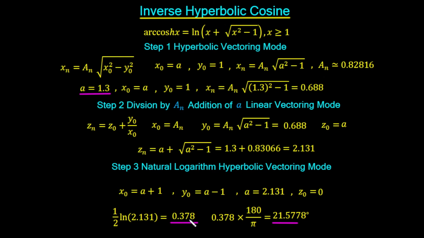So in actual angle terms, that's equivalent to 21.5778 degrees. But remember, now that we've worked through the natural logarithm, we've only got the half of the natural log of this number. So we're going to have to multiply it by 2 in order to get the actual answer. So we'll see that on the next page.